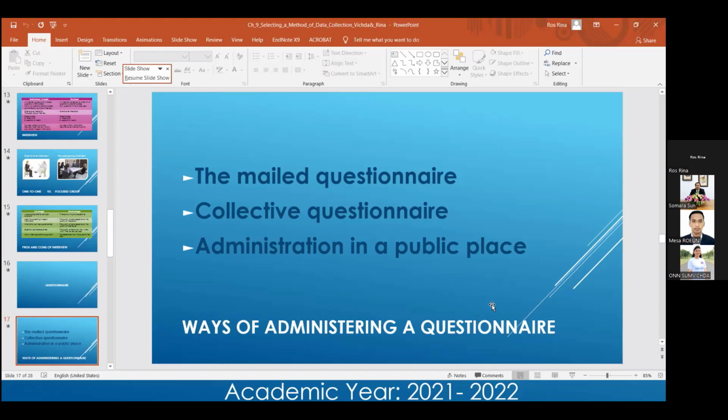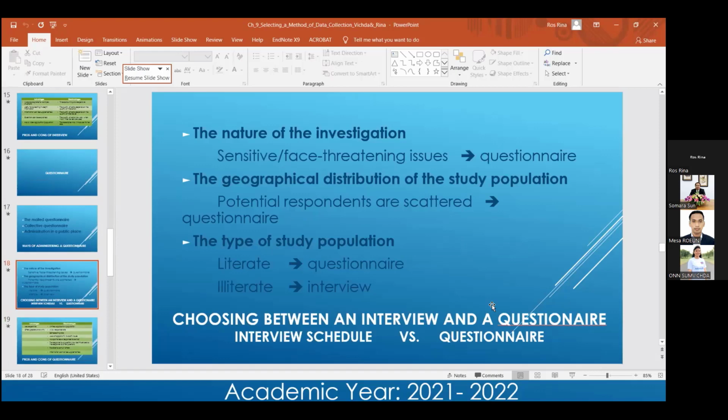And another one is about choosing between an interview and a questionnaire. So we have interview versus questionnaire. In this one, we have three: the nature of the investigation, the geographical distribution of the study population, and the type of study population.